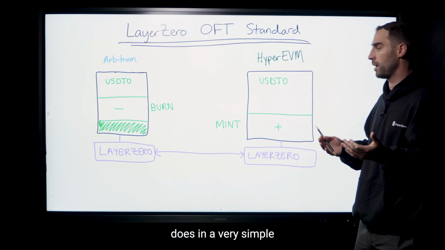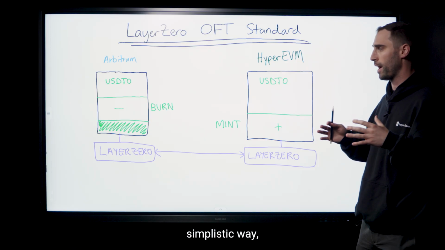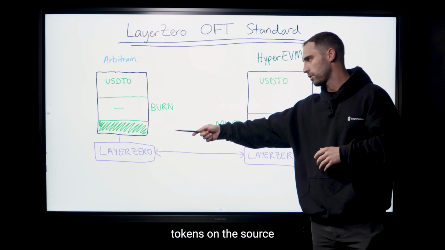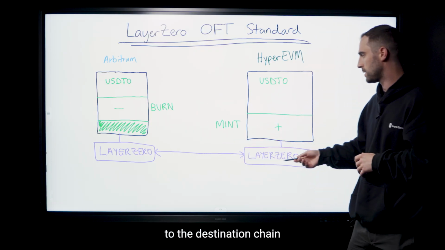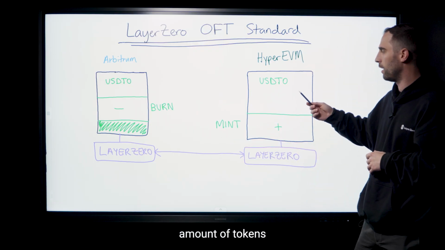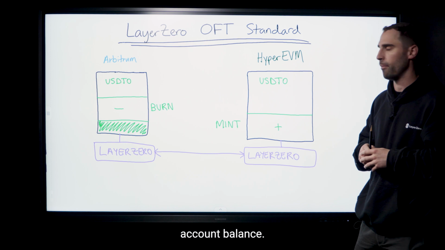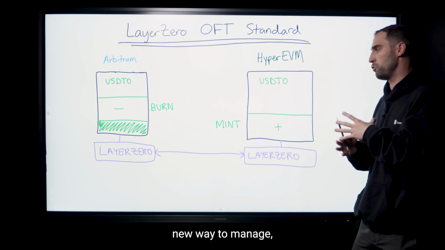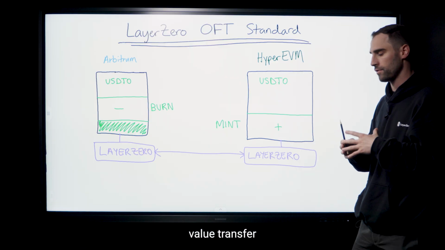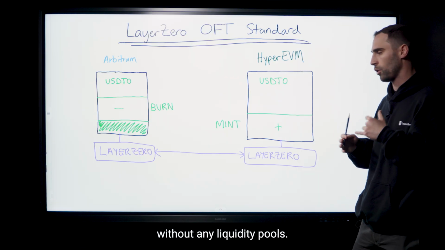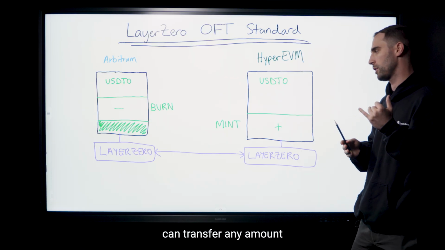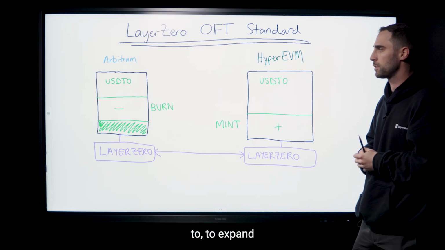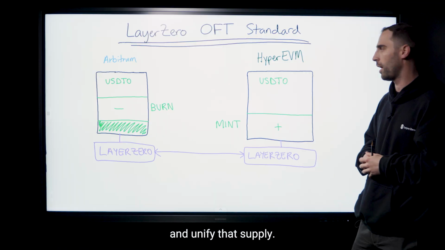And what the OFT standard does, in a very simplistic way, to move tokens is it burns an amount of tokens on the source chain and sends that message to the destination chain to mint an equivalent amount of tokens to the user's account balance. This is a very new way to manage value transfer across any environment without any liquidity pools, so super capital efficient. It can transfer any amount for the price of gas, and it's an easy way for native assets to expand to new chains and connect and unify that supply.